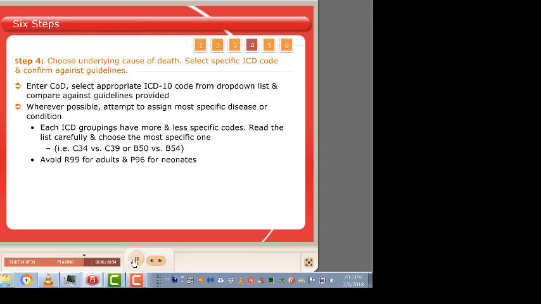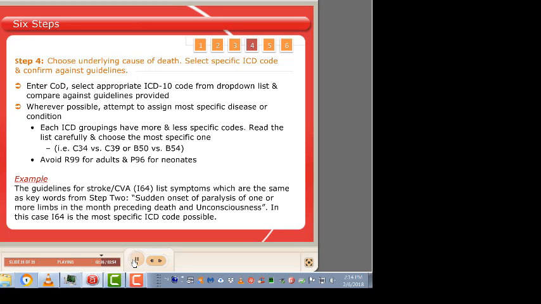The third part is done once you have chosen your specific ICD code. When entered, the code will generate a list of relevant diagnostic guidelines against which you should compare your choice. Make sure the guidelines match up with the keywords and symptoms you noted in step 2. In our example, we chose stroke CVA or ICD-10 code I64 as the underlying cause of death.